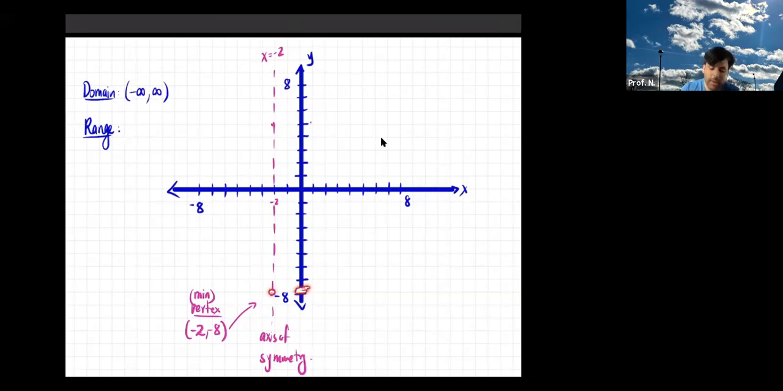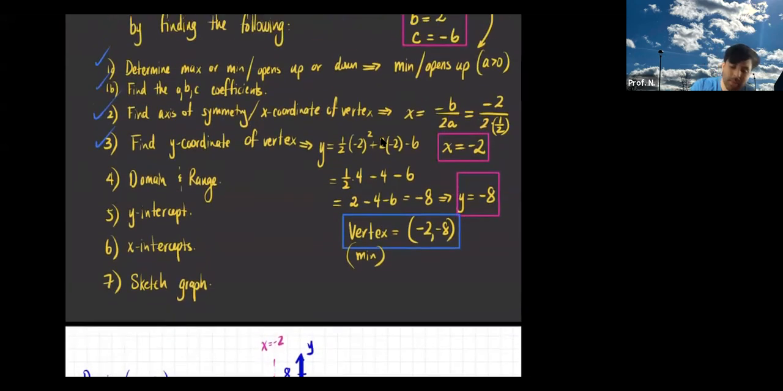So the y value, they're saying that the smallest one is negative 8. If that's the smallest one, then all the y values will be above negative 8. So the range is from negative 8, including negative 8, to positive infinity. So this is the smallest. So I have the domain and range.